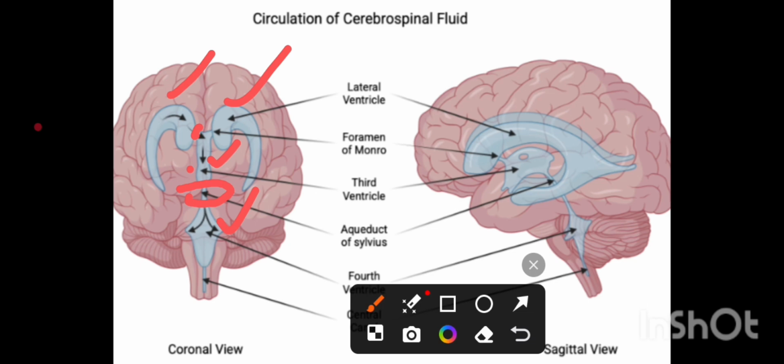Then the fourth ventricle is connected with the central canal of the spinal cord as well as with the subarachnoid space, which we will discuss in the next slide, through three foramens. These are two lateral and one median foramen; the two lateral are called foramen of Luschka, and the median foramen is called foramen of Magendie. So these were the ventricles. Now let's discuss the circulation of the CSF.